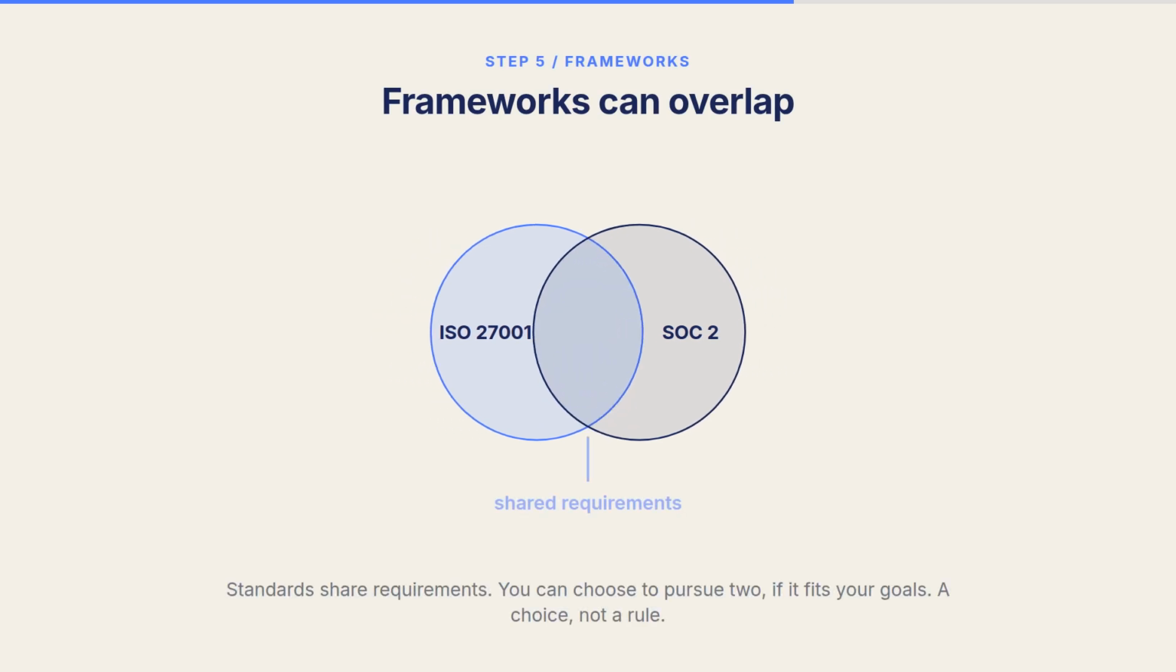Next, let's talk about frameworks. Often, one standard overlaps with another. Acme is aiming for SOC 2, and ISO 27001 asks for many of the same things. So, if selling in Europe matters to them, they could choose to pursue ISO 27001 as well and reuse most of the work. It is a choice, not a requirement, and it only makes sense when it fits your goals.